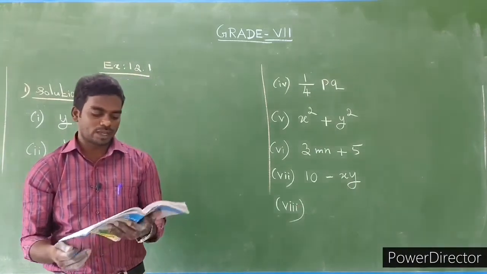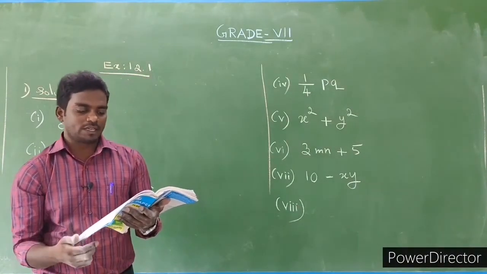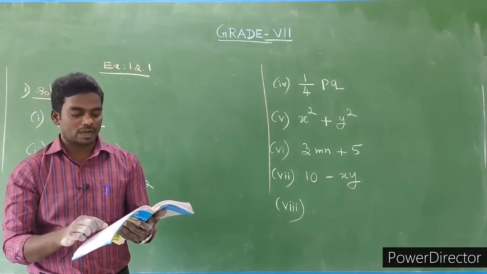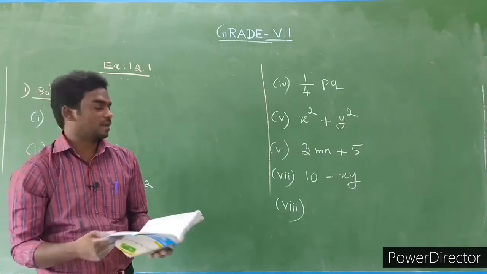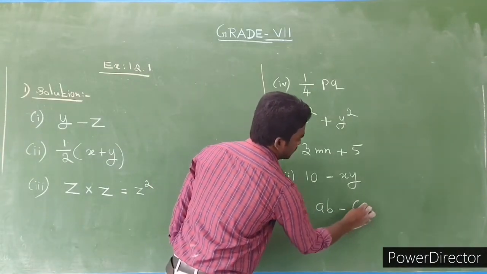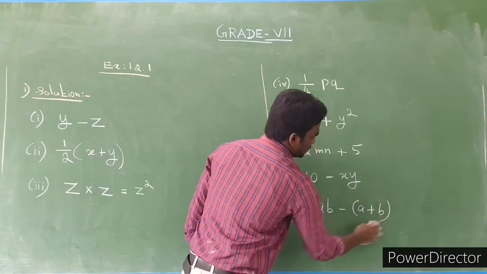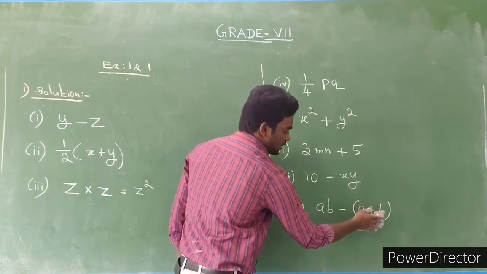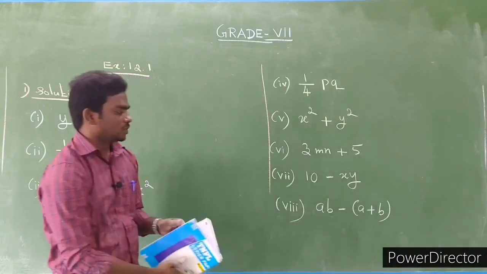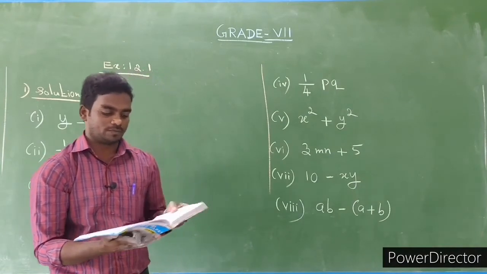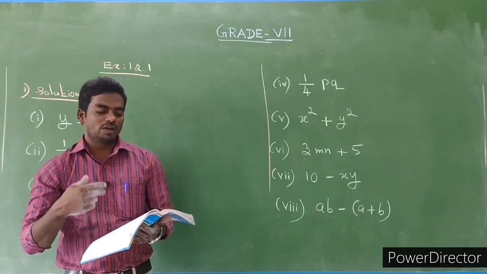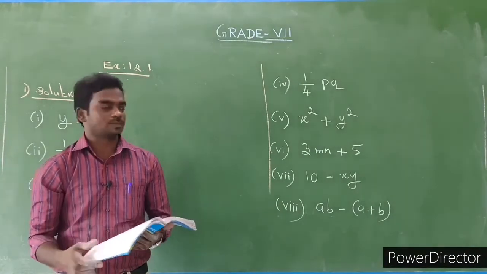Eighth one. What is our eighth one? The sum of numbers a and b is subtracted from their product. So ab minus the sum of the numbers a and b. So the eighth one is ab minus (a plus b). So what is our first pattern? The first pattern is in statement form. We want to write the statement form into an expression form.